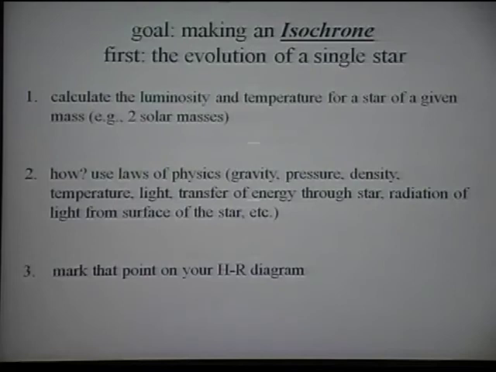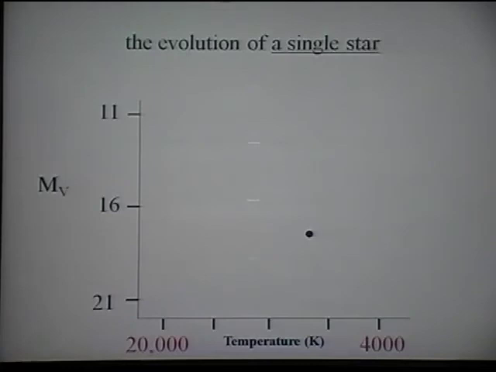So what we're going to do is, from first principles, some astrophysicist is going to say, this is how much mass we've got, this is how strong the gravity is, this is the rate at which the fusion reactions have to go in order to get the luminosity of the star. We're going to put that one star on an HR diagram. So there it is. And now we're going to watch what happens to that star as it ages.